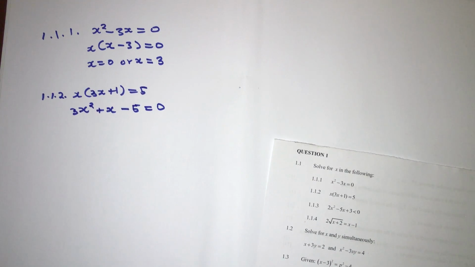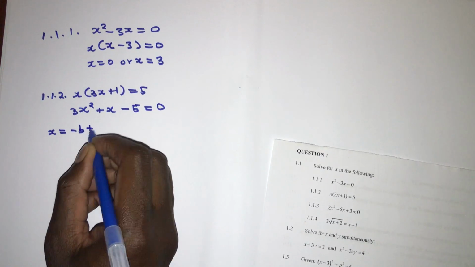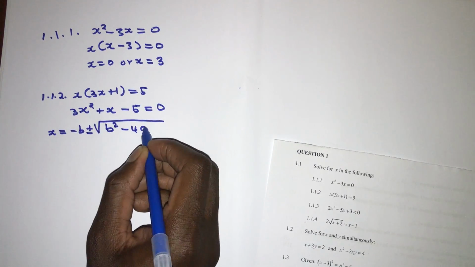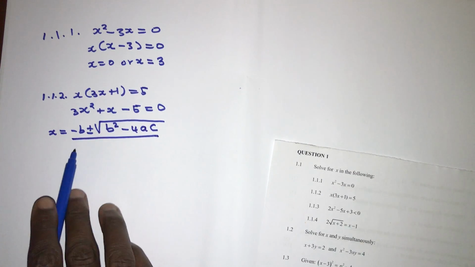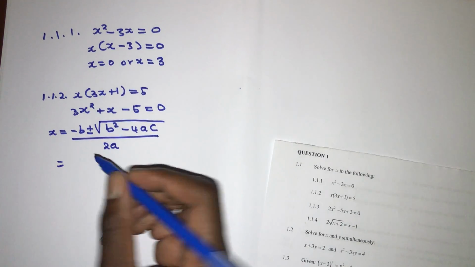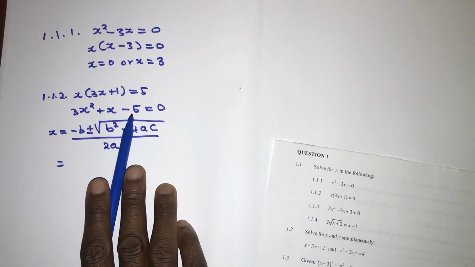So since now we have a standard form, and this one can't be factorized, it means that you must round your answer to 2 decimal places. That means you're going to need the quadratic formula. So x is equal to negative b plus or minus the square root of b squared minus 4ac, make sure you divide everything, by 2a. So our b is 1, a is 3, c is negative 5.